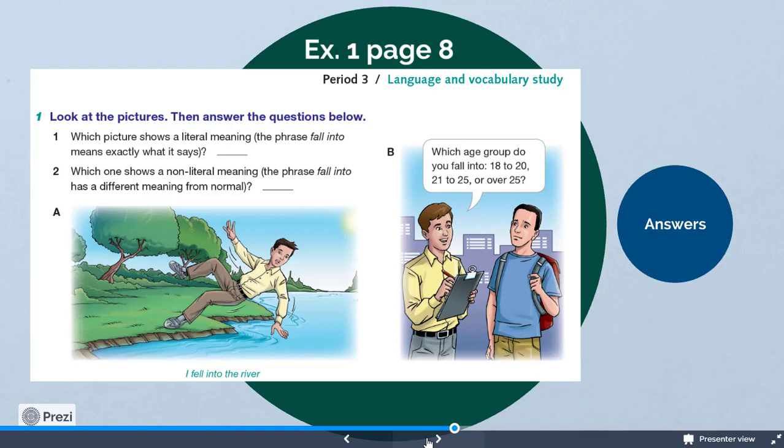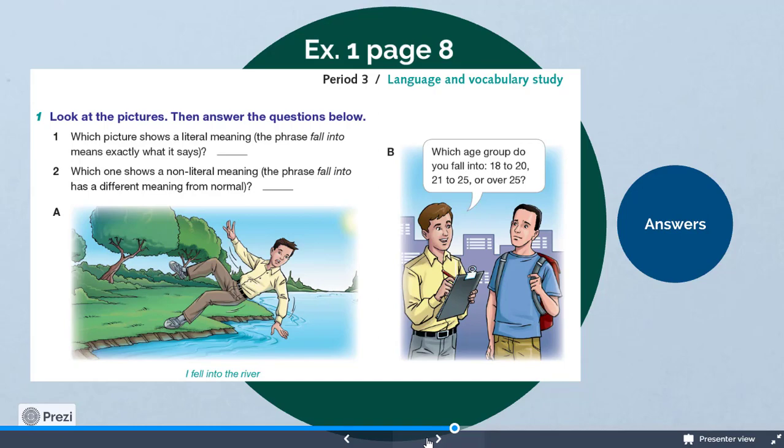Which picture shows a literal meaning? أي من الصور تعبر عن المعنى الحرفي لكلمة fall into أو fell into. طبعا المعنى الحرفي غالبا هو المعنى المعتاد أو المتعارف عليه للفعل، فعل fall أو التصريف الثاني منه fell معناه يسقط. مين من الصور بتعبر عن معنى السقوط؟ So the phrase fall into means exactly what it says. So which picture do you think? Of course, it is picture A.